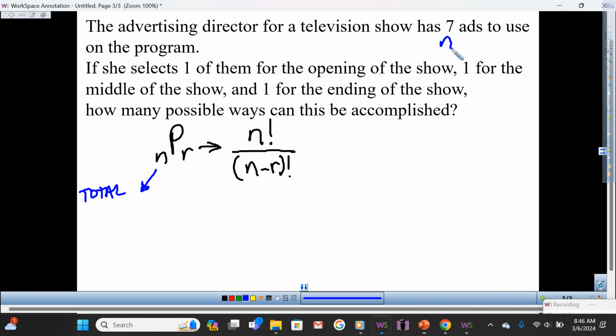Seven. So we're going to label this one N. Next, we need to talk about the specific items. How many ads do they need? Let's see. One for the opening, one for the middle, and one for the end. So how many total specific ones? Three. So this would be our R is three. And the rest is history. Here we go. Seven. Three.